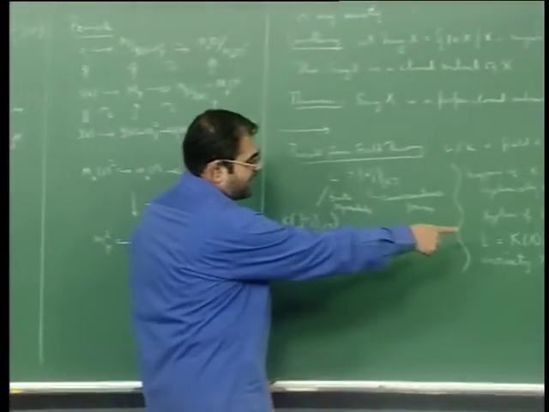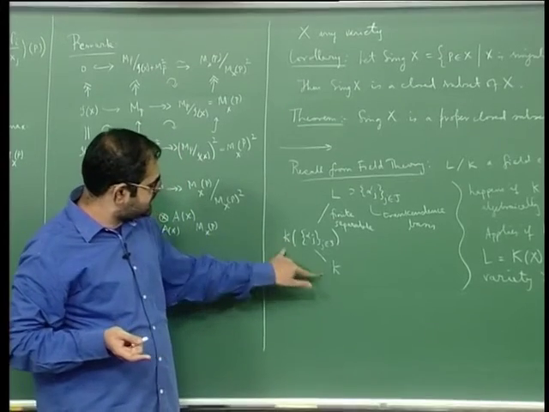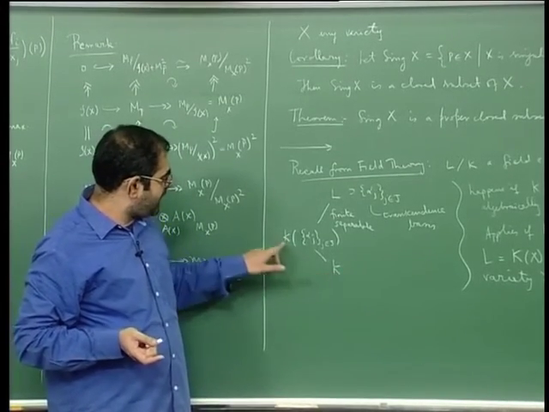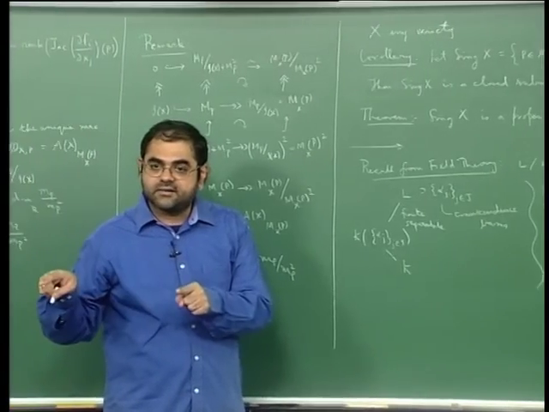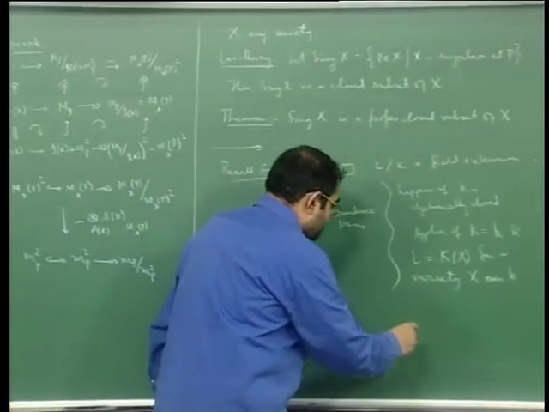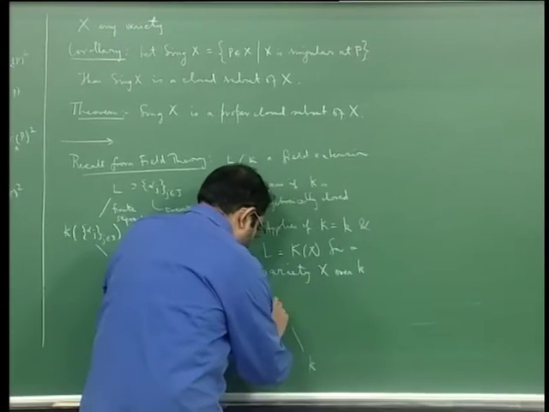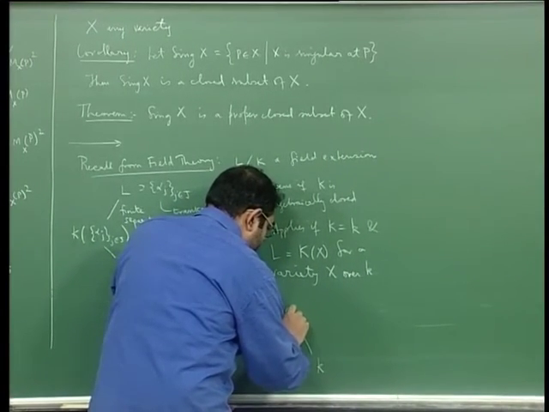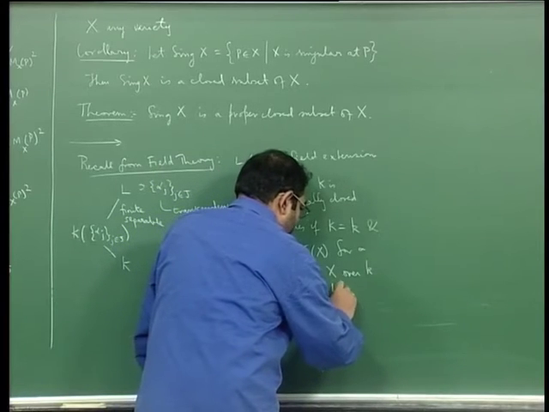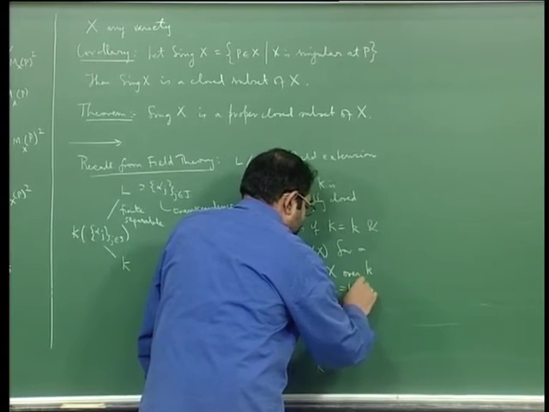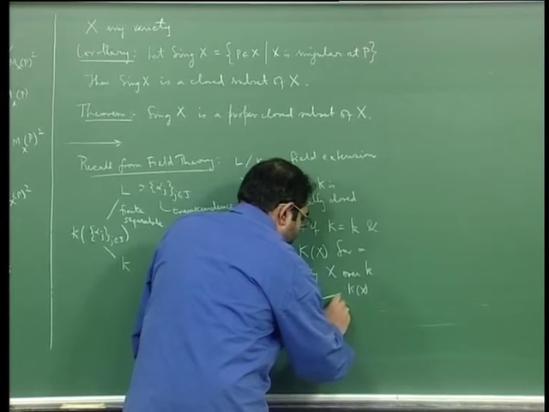So if the variety X has dimension r, then this J will have r elements. So this will be small k, and this will be small k adjoined with r indeterminates or r transcendental elements. So the picture will look like this. You will get small k, and then you will have small k of x1 etc. xr, and then you will have L, which is actually kx. And this part will be finite separable.